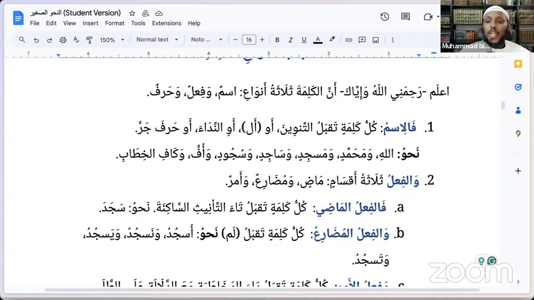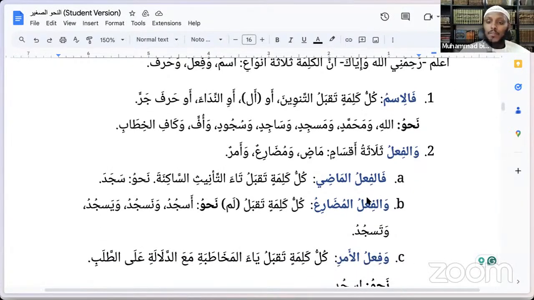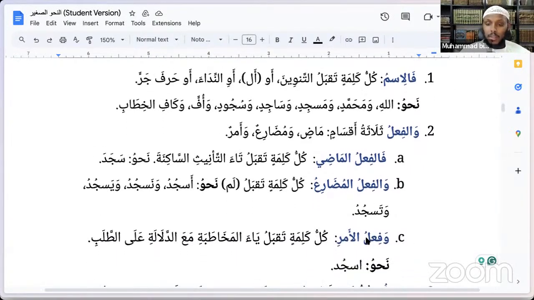And then he's giving you signs for each: fi'l madi, fi'l mudari', and fi'l amr. How to differentiate between them. This is one of the few books I've seen that gives you signs to differentiate between different types of verbs. Most books just talk about how to differentiate between ism and fi'l. But this book also tells us how to differentiate between fi'l madi, mudari', and amr.